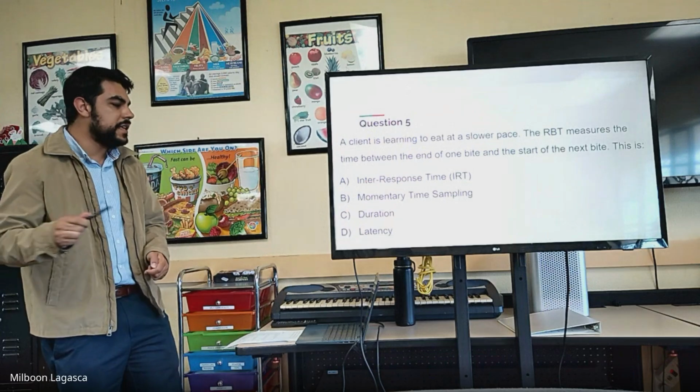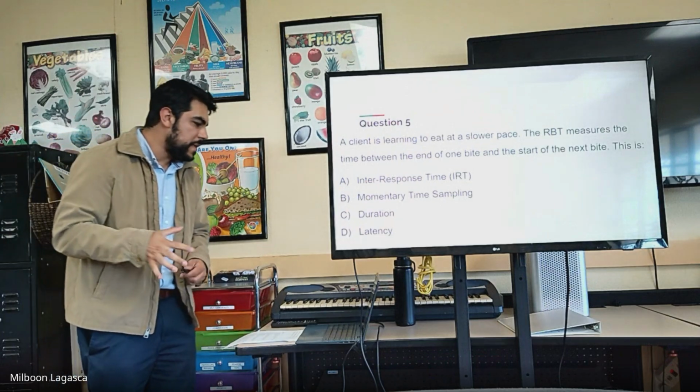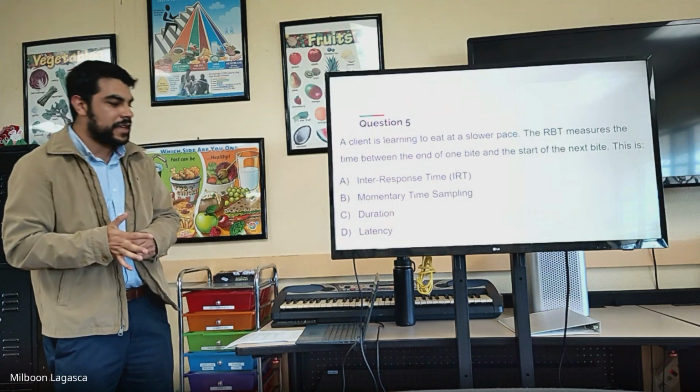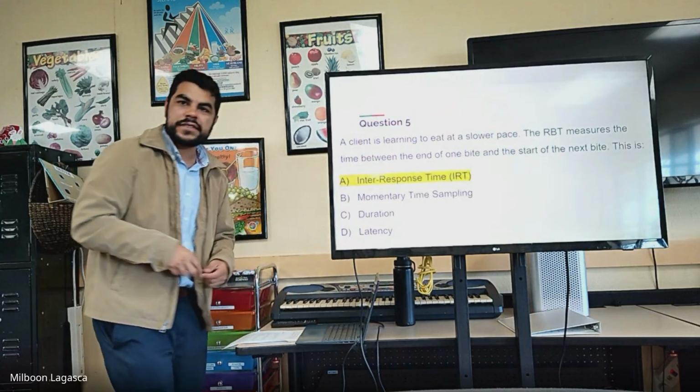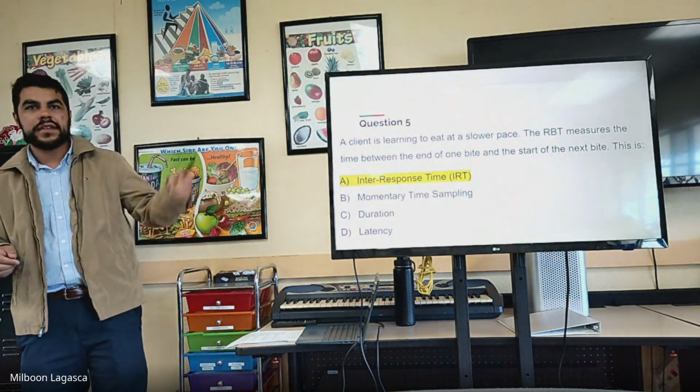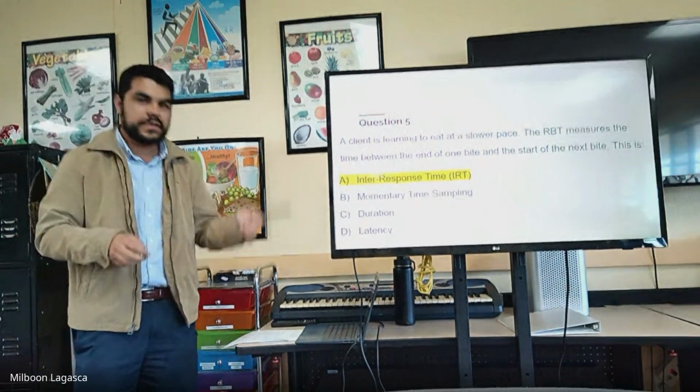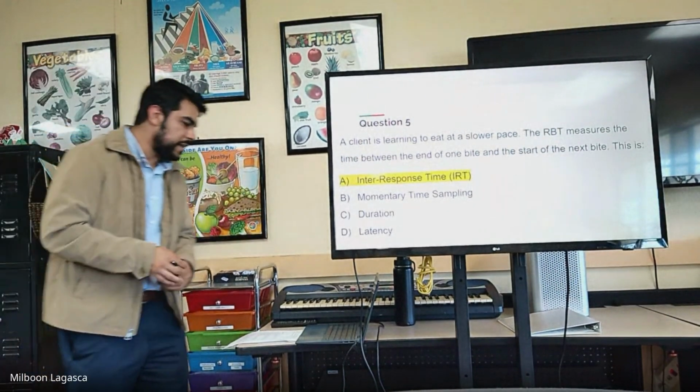A client is learning to eat at a slower pace. The RBT measures time between each end of bite and the start of the next bite. What is this? IRT, that's right. Your inter-response time. The end of one response and the beginning of the other, that's the time we're tracking.